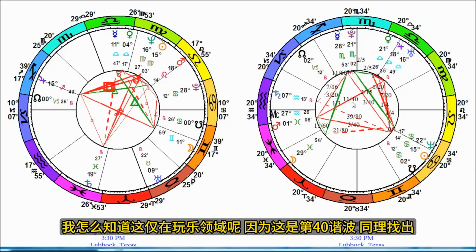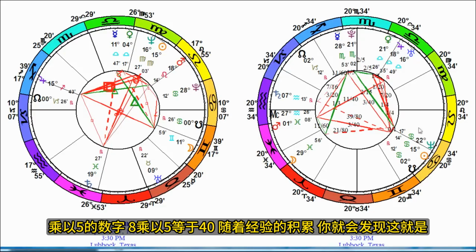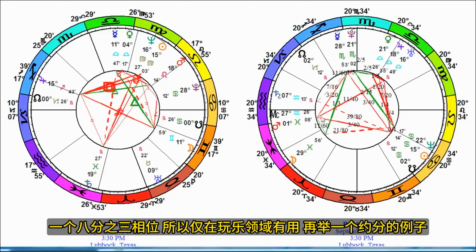And how do I know it's only play? Because it's a 40. Again, what you do is you find the number that you multiply times 5. 8 times 5 equals 40. As you get experience, you'll realize that this is a 3/8 aspect, so it's only in the play.